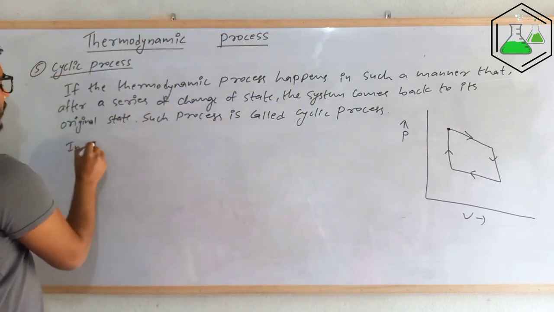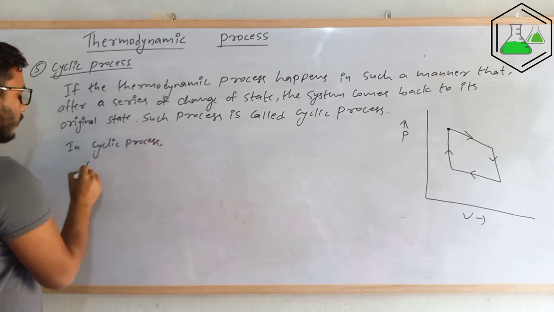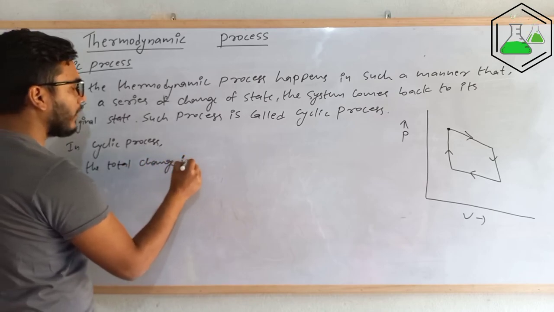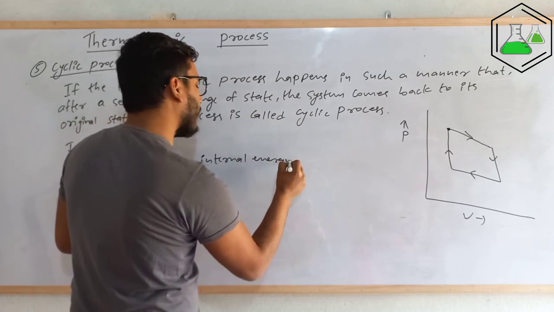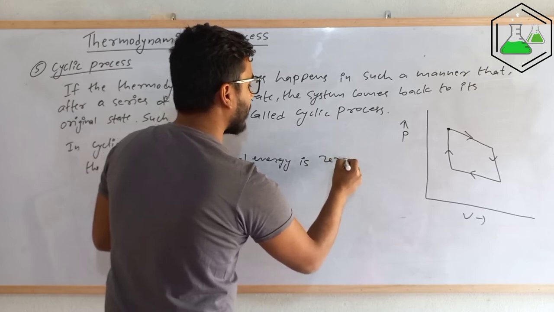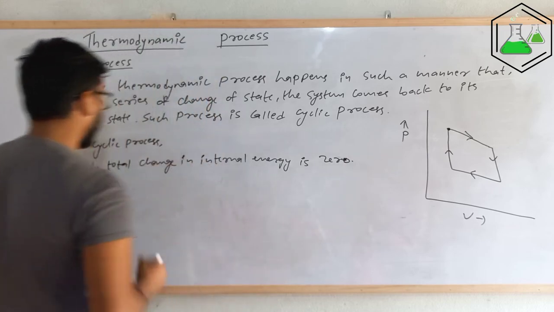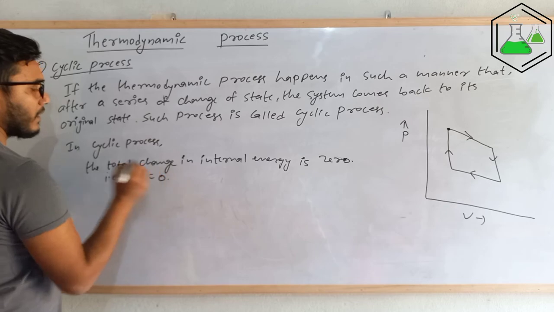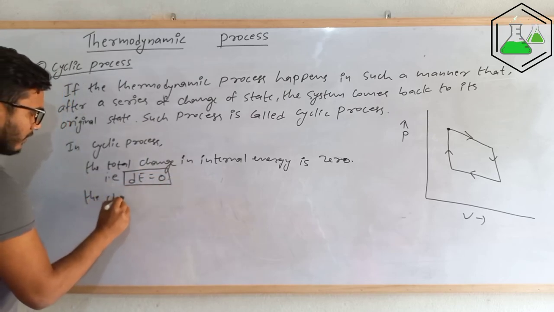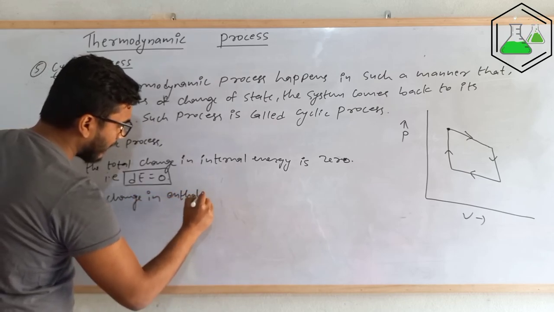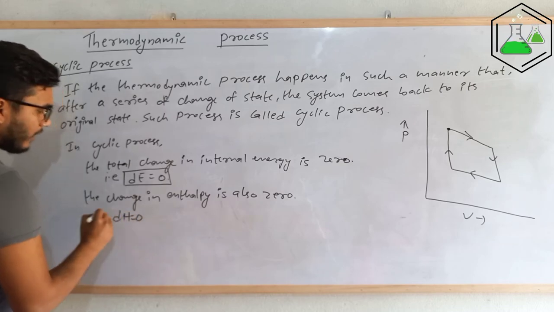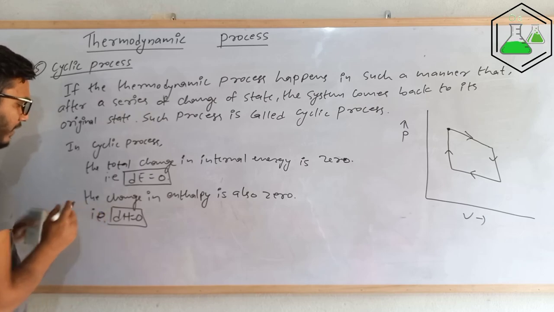Now in cyclic process, the total change in internal energy of the system is constant, the total change in internal energy is zero. That means in a complete cycle, the internal energy will be constant, that is dE will be equal to how much? Zero. Change in internal energy will be zero. Similarly, one more thing happens over there, that is the change in enthalpy is also zero. So in the complete process, the change in enthalpy will also be zero. So these are the two things that happen in a cyclic process.